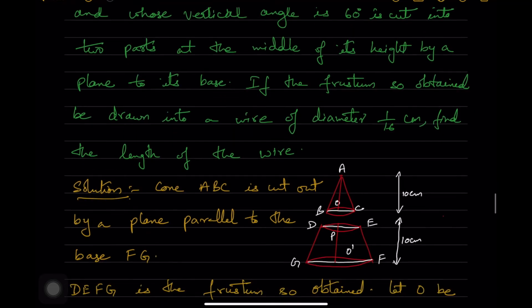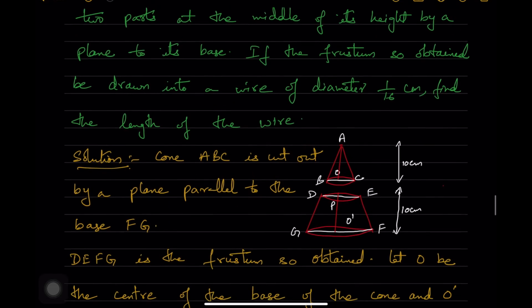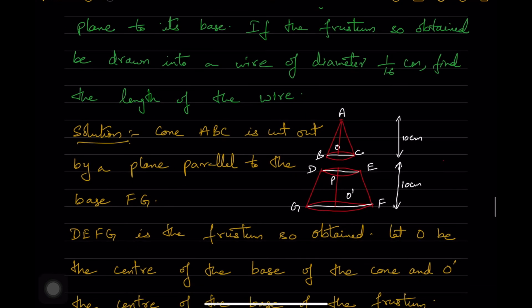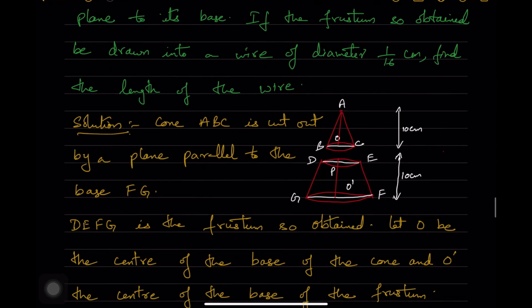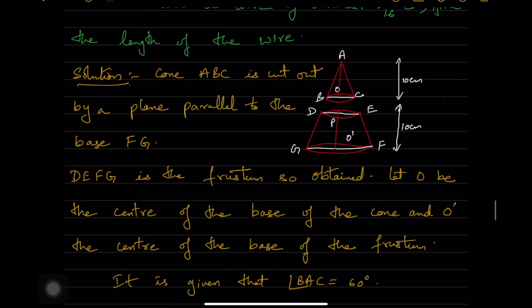So what is the length of the wire used to make this frustum? Cone ABC is cut out by a plane parallel to the base FG. DEFG is the frustum so obtained. You are having down there a frustum which is obtained, and so let O be the center of the base of the cone and O dash the center of the base of the frustum.